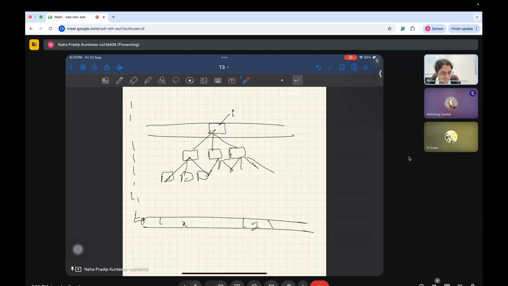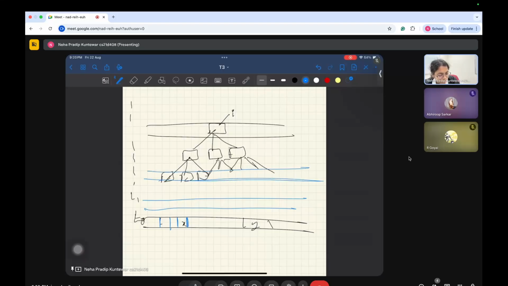So how do we do that? This is a very nice idea. Let's say this is my level, and I'll draw one more level down. I'll label these a1, a2, a3, a4 and so on. Then these are my b1, b2, b3 and so on.